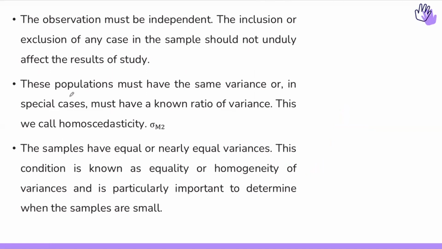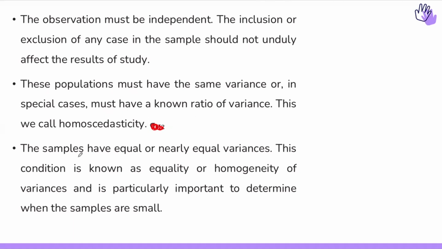The next assumption is that the populations must have the same variance, or in some special cases must have a known ratio of variance. This is known as homoscedasticity. So when populations have the same variance, or in some special cases a known ratio of variance, this is known as homoscedasticity.